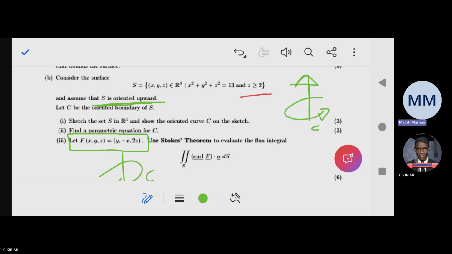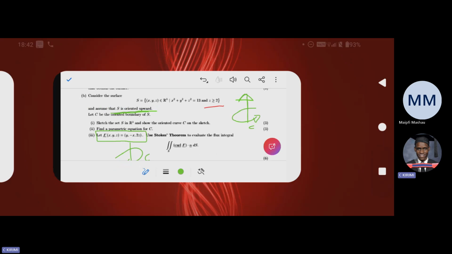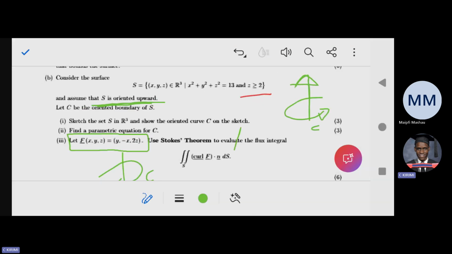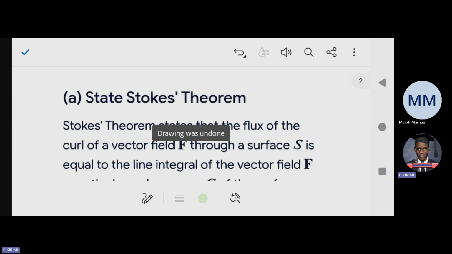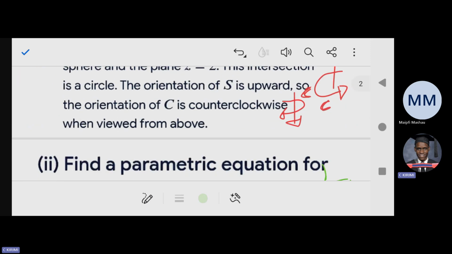No, I'm listening, sir. Yes, but did you see where it's saying f of x is y, negative x, 2z? So f differs. Some of the time it can be any number. So you should be in a position to know which f is given. So that is our f. So how are we going to use that f now? That's what we want to do for number 3, using Stokes theorem.